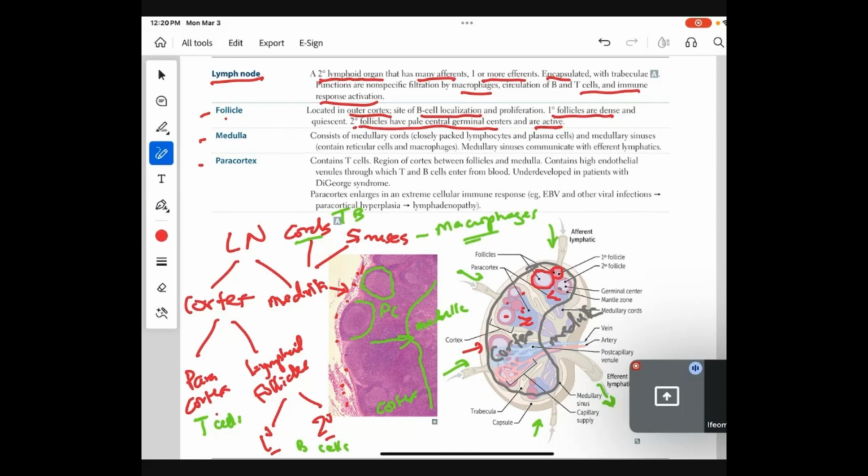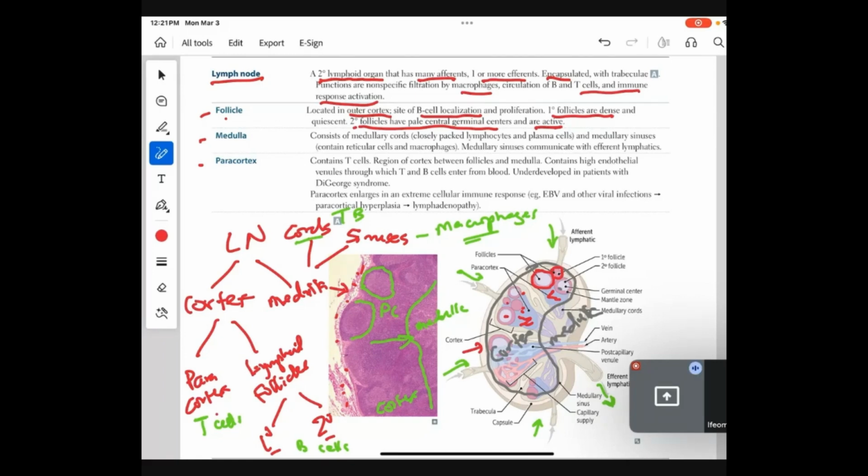And then when those B cells in the follicles become activated, they form the secondary lymphoid follicle, the pale germinal center. So in the presence of bacterial infection, the lymph node becomes enlarged. That's a lymphadenopathy. Okay, it becomes bigger, and more primary and more secondary follicles will be formed.